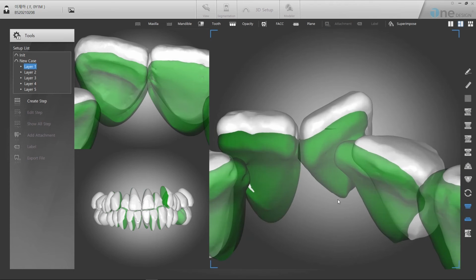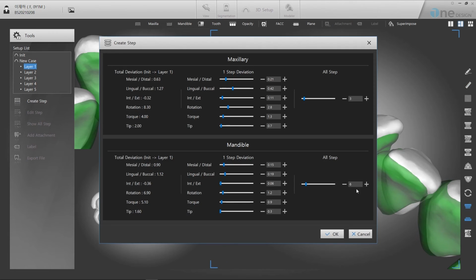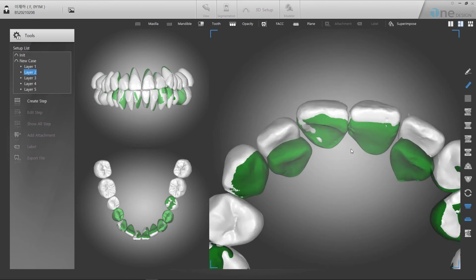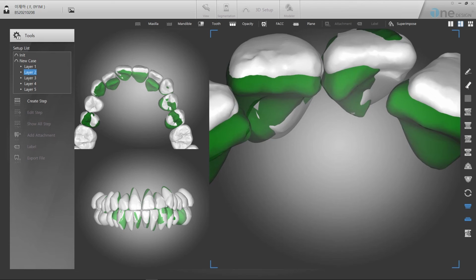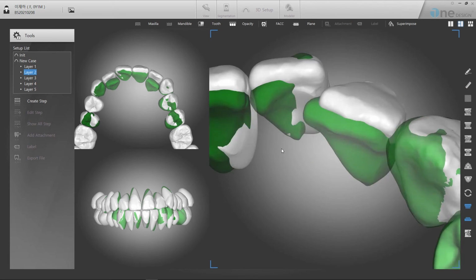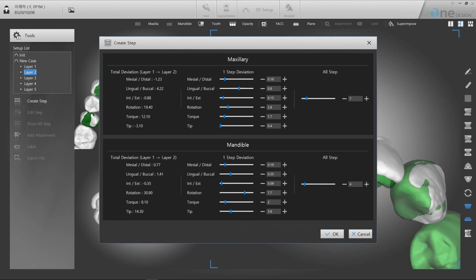In layer 1, tooth number 11 and 41 are the teeth that have moved the most. Divide the steps based on this. In layer 2, tooth number 12 and 42 are the teeth that have moved the most. Divide the steps based on this.